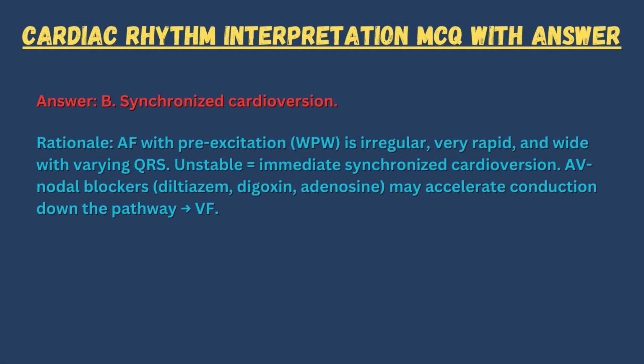Answer: B. Synchronized cardioversion. Rationale: AF with pre-excitation, WPW, is irregular, very rapid, and wide with varying QRS. Unstable equals immediate synchronized cardioversion. AV nodal blockers, diltiazem, digoxin, adenosine, may accelerate conduction down the pathway and cause VF.